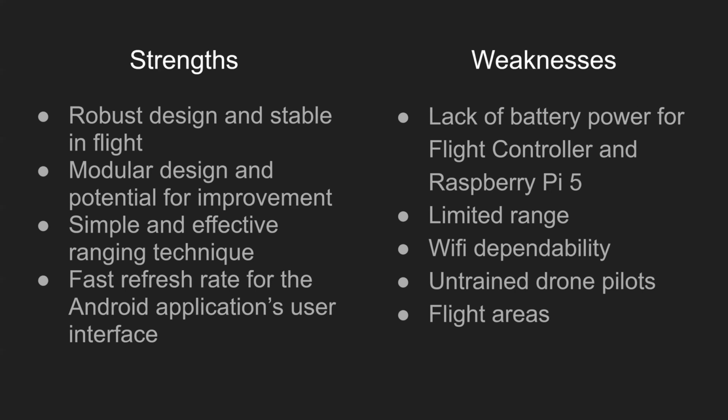The weaknesses of the drone were a lack of battery power for the flight controller and Raspberry Pi 5. We found that we had an effective flight time of 4 to 5 minutes, and this was due to our battery not being powerful enough to go for longer. There was also a limited range of being able to fly it away from the transmitter, Wi-Fi dependency for the Android app, as well as we didn't have a trained drone pilot to push it to its limits, and flight areas were hard to find for our tests.